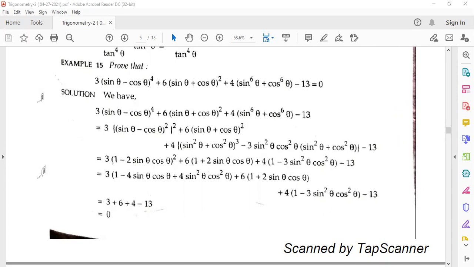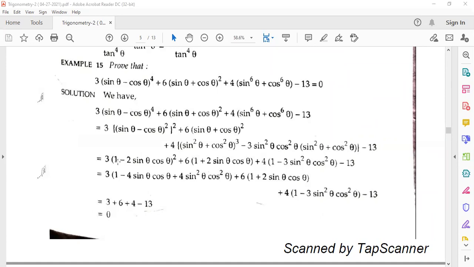Now if we multiply by 3, now we are making that a minus b whole square again, as here it is given 1 minus 2 sin theta cos theta whole square. So it can be written as a as 1 and b as 2 sin theta cos theta.